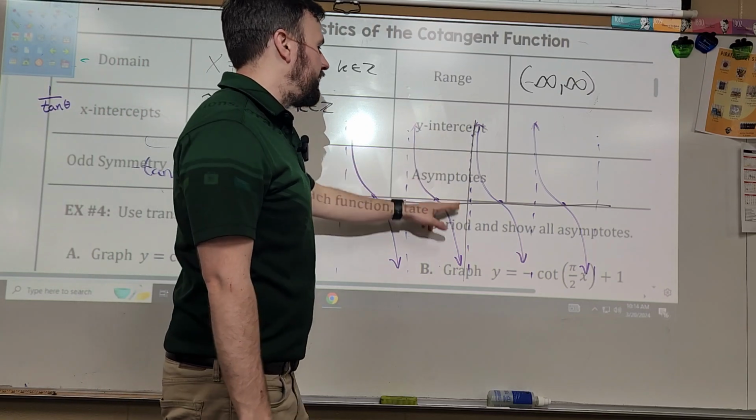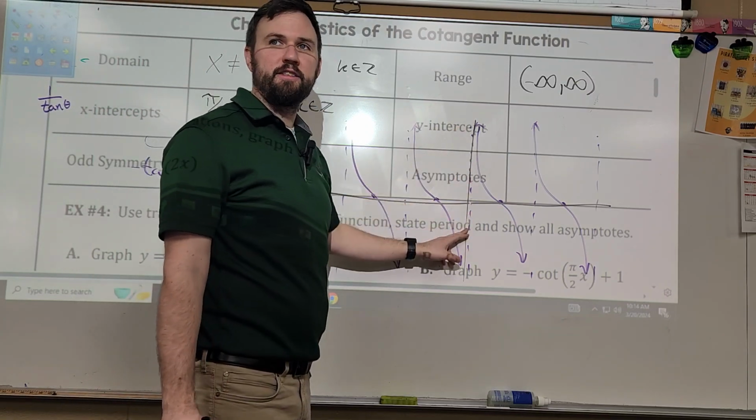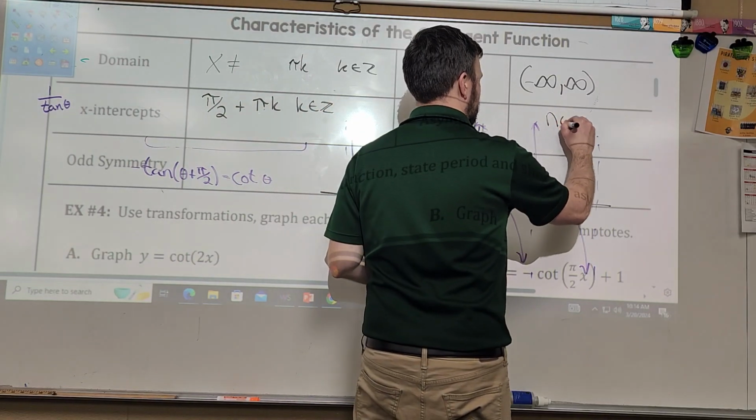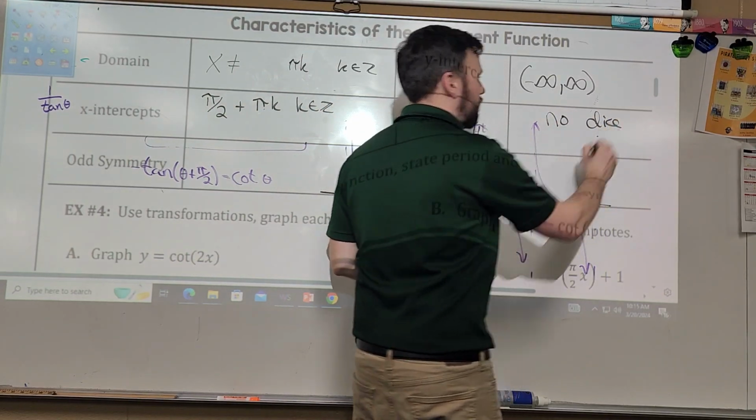All right, what about my y-intercept? Will I ever cross that y-axis? No dice. No dice. Don't write that in your test.